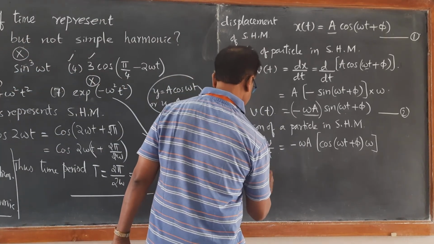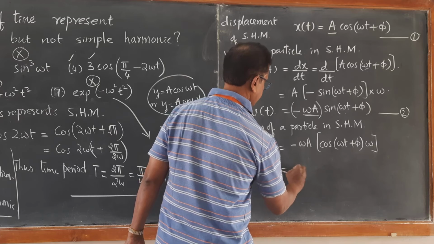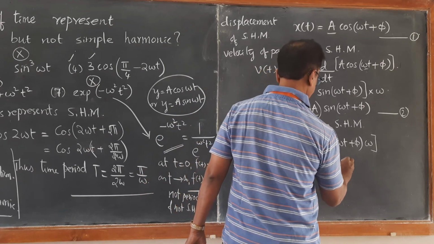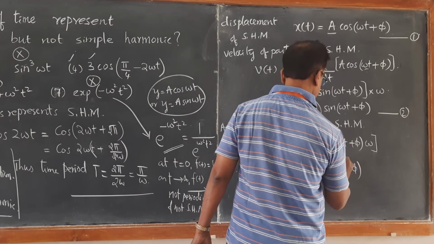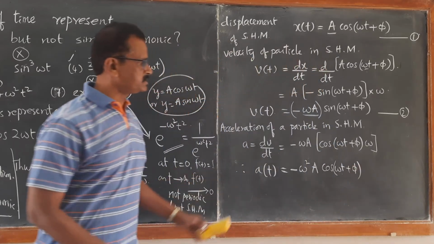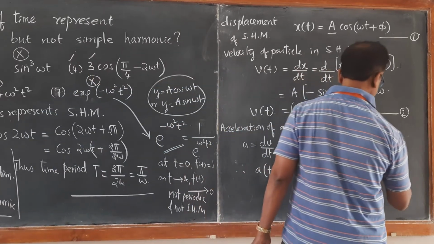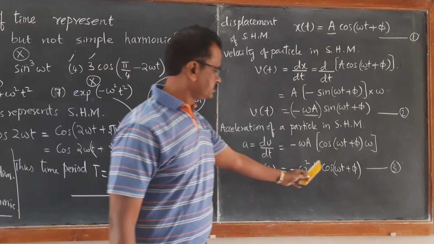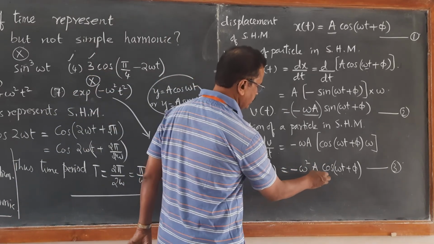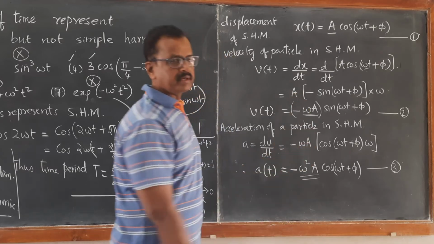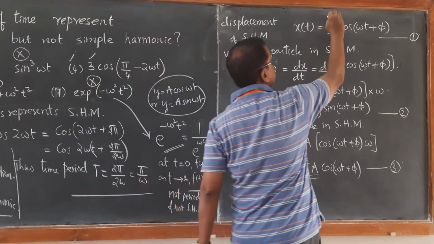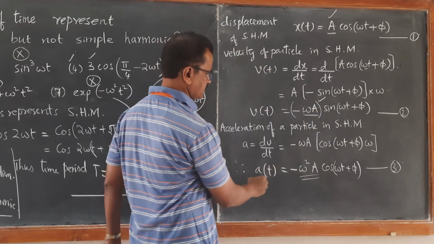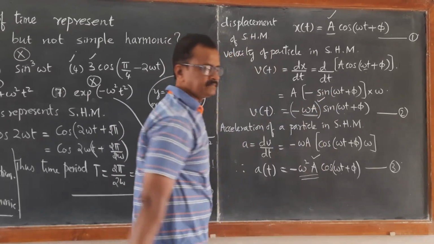Now omega into omega becomes omega square. Therefore, the acceleration is also time dependent. It becomes minus omega square a cos(omega t plus phi). Right? This becomes the acceleration. You can call this equation number 3. So the amplitude of acceleration is omega square a. Amplitude of displacement is a, amplitude of velocity is omega a, and amplitude of acceleration is omega square a.